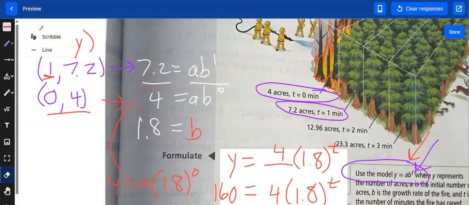We can see that the a values cancel out. Of course, you get 1.8 on the left, and the a values cancel out on the right. And you subtract the exponents, 1 minus 0, and you get 1. So now you know the b value is 1.8.